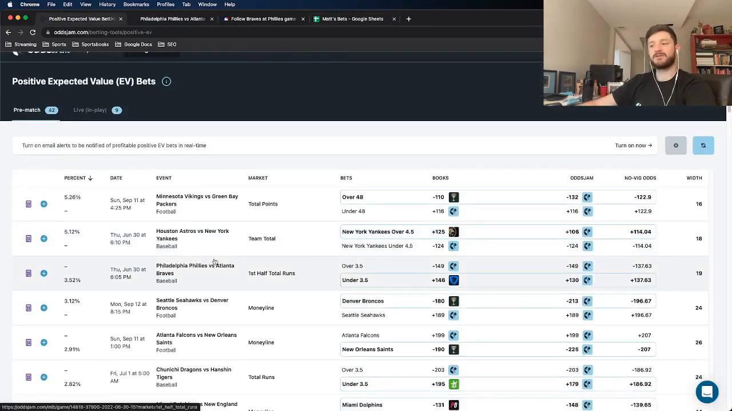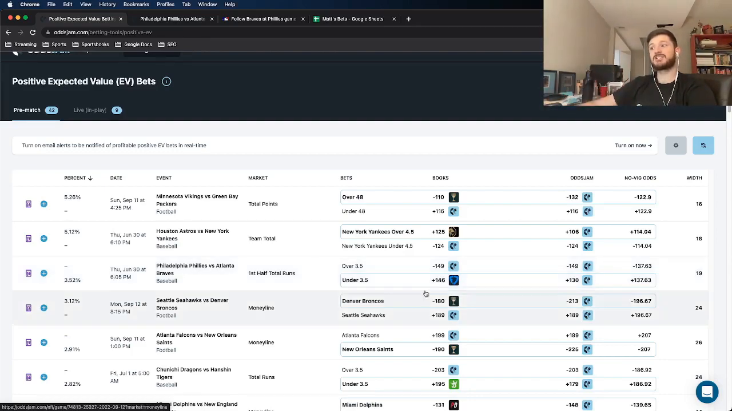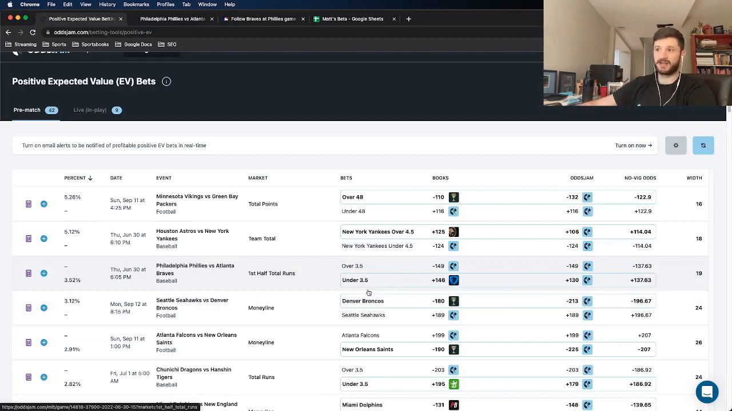So what I have here today, I only have one bet. And what I'm looking at here is the under 3.5 first half total runs in the Phillies versus Braves game. I know I'm fading the strikeouts for Aaron Nola, but I actually do really like this under 3.5 first half total runs. So the OddsJam line prices it at plus 130.